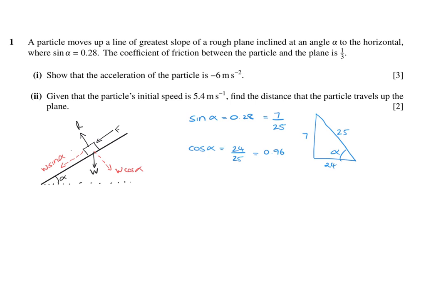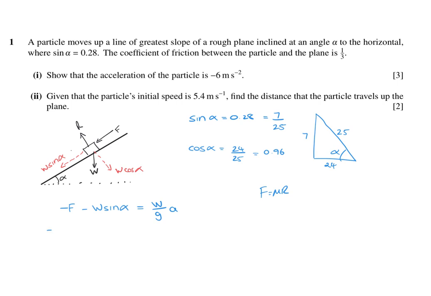So my force is down my plane. I've got a negative friction, and I've got a negative W sine alpha. I'm treating up the plane as positive, and this is equal to ma. Again, we don't know what m is. I've used W for the weight, so the mass will be the weight divided by gravity, and then that's multiplied by a. Now what I can do is, for my friction, I can use F equals mu R.